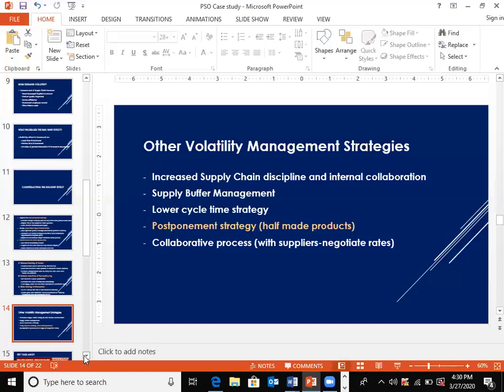And finally, collaborative process with supplier negotiated rates. With your partners, you do not want to see them as an opposing party. You are actually all working for the same purpose. So you want a collaborative process where you're working as a team. Yes, you're doing business, but when you work as a team, the net results are beneficial for all involved.